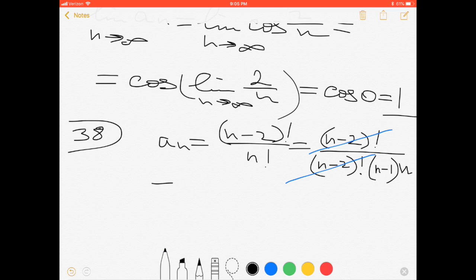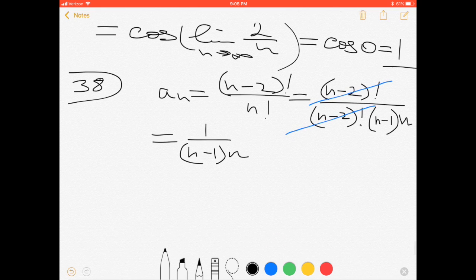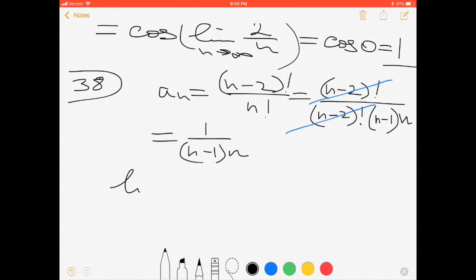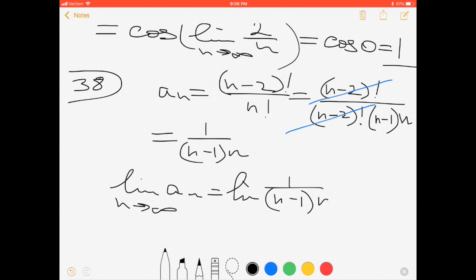And our sequence is 1 over n minus 1 times n. Finding the limit of this sequence is no problem. The limit of a_n as n approaches infinity means finding the limit of 1 over (n minus 1) times n as n approaches infinity. And this will be exactly 0. Okay.